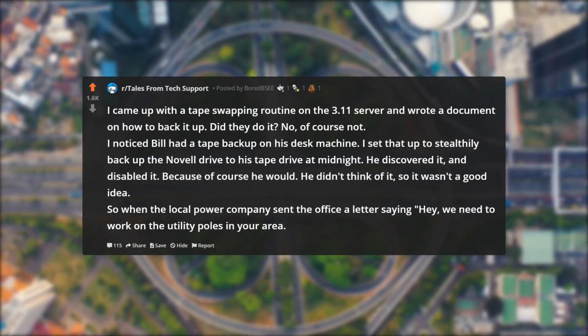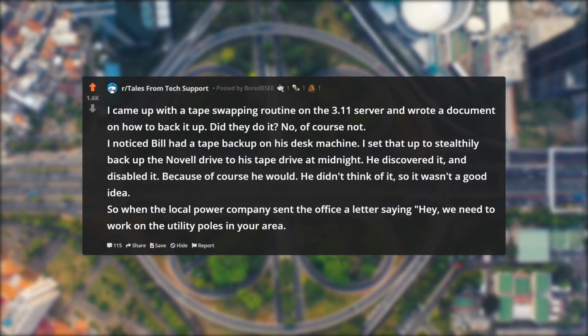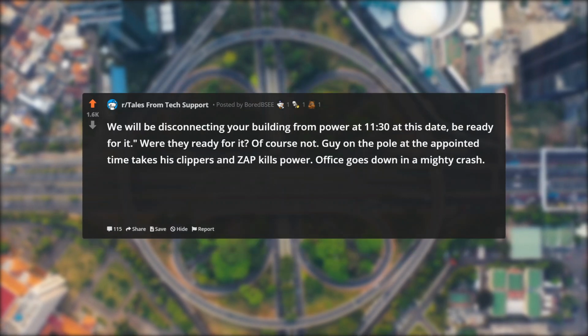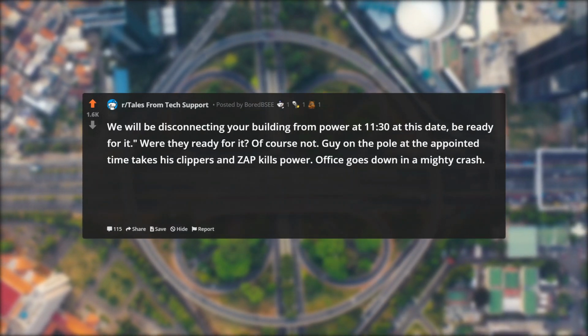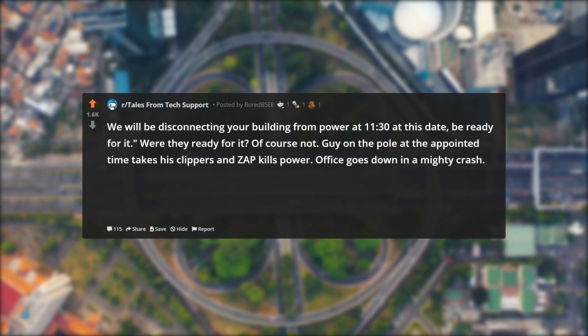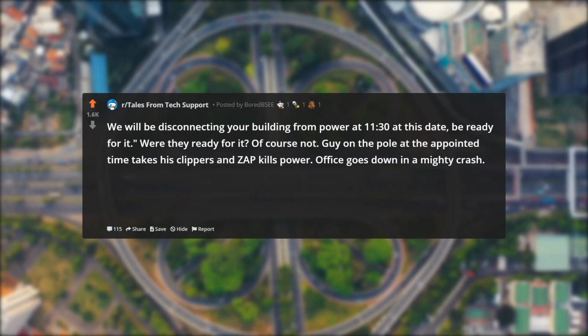So when the local power company sent the office a letter saying, "Hey, we need to work on the utility poles in your area. We will be disconnecting your building from power at 11:30 on this date, be ready for it." Were they ready for it? Of course not. Guy on the pole at the appointed time takes his clippers and ZAP kills power. Office goes down in a mighty crash.